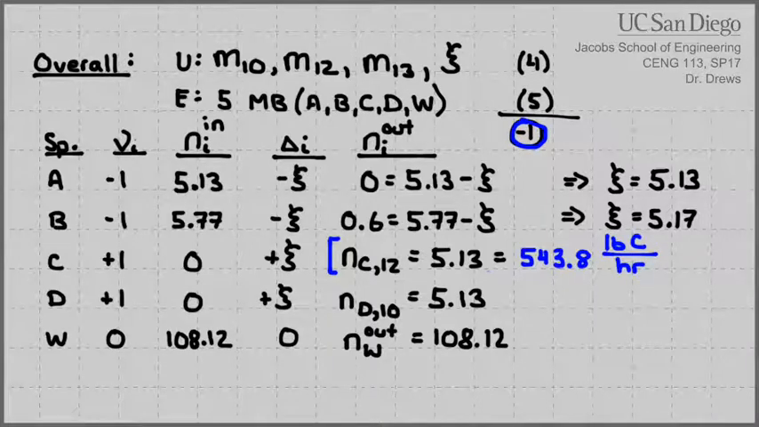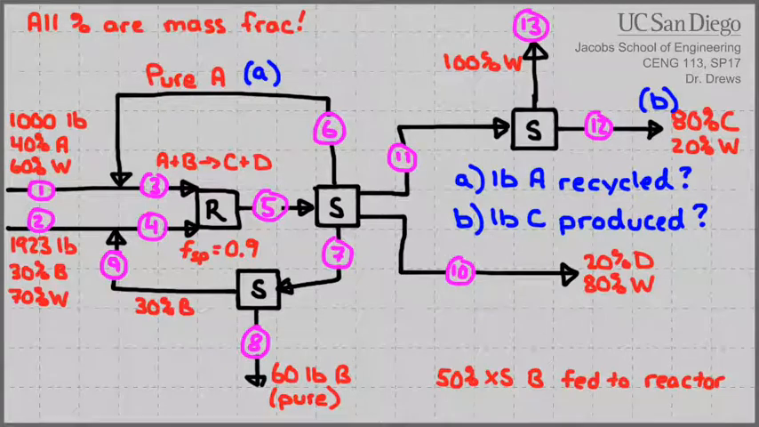Remember, I wrote pounds for everything, but if you rewind the video, I had just assumed everything was on a 1 hour basis, so I didn't have to carry around that per hour unit, but it is really there. So that's our answer to part B. Oddly enough, we can get that one first. We don't have to solve for anything else. How do we get part A? Part A is asking for species A in the recycle, so we need to figure out how much is there.